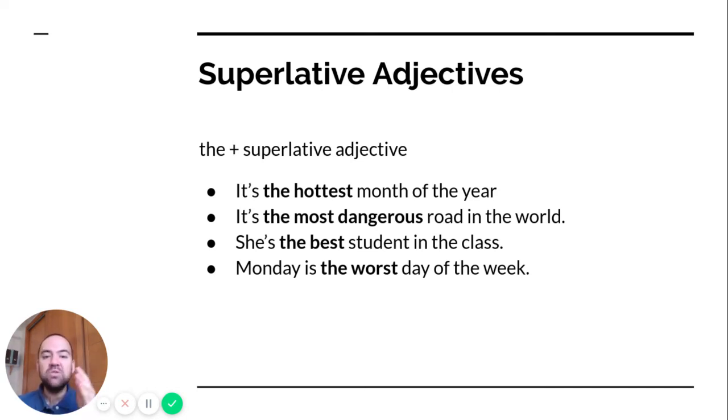It's the most dangerous road in the world. She's the best student in the class. Monday is the worst day of the week. As you can see, it always accompanies a noun. Yeah, hottest with month. Month is a noun. Dangerous with road. It's a noun. Student, noun, and the worst day, again the noun. Yeah. What rules do they follow?